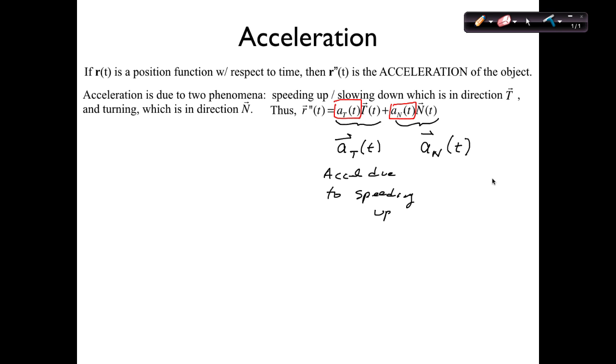That's the vector function for acceleration only due to turning. So when you add the component of turning acceleration plus forward acceleration, you add them together, you get r double prime, which has all that together.